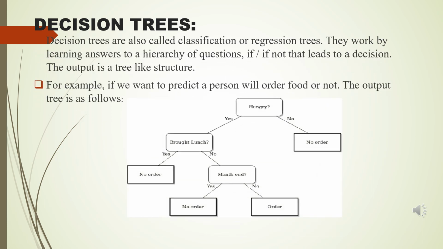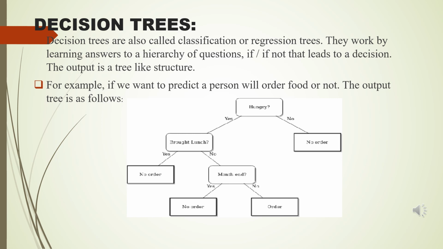A brief understanding of decision trees is important to understand how it works in the Vecka interface. So decision trees are also called classification or regression trees. They work by learning answers to a hierarchy of questions, if or if not, that leads to a decision. The output is a tree-like structure.